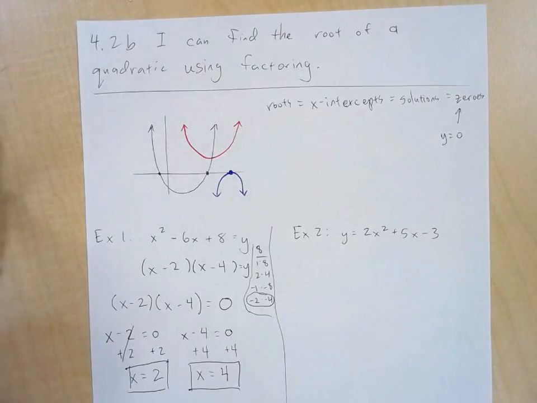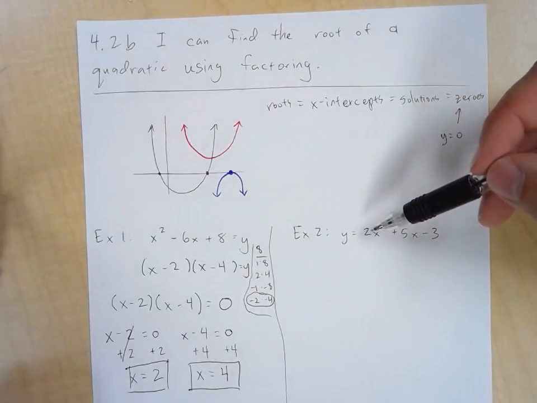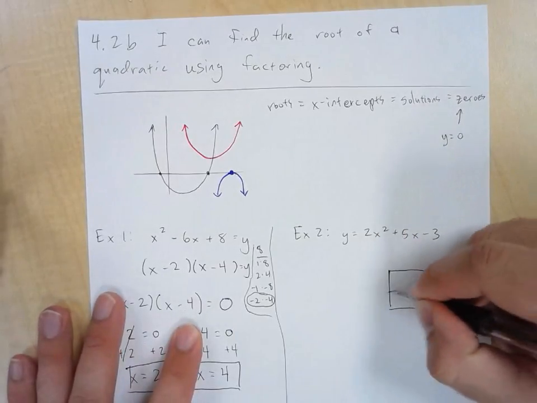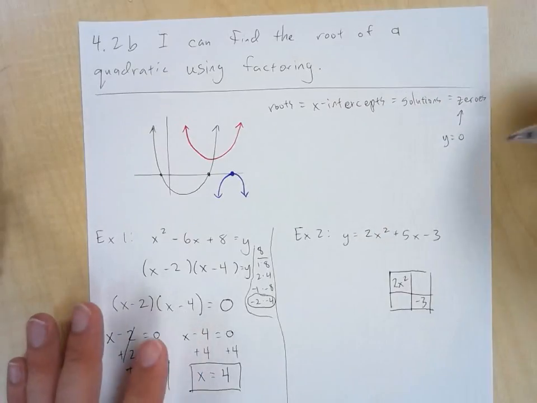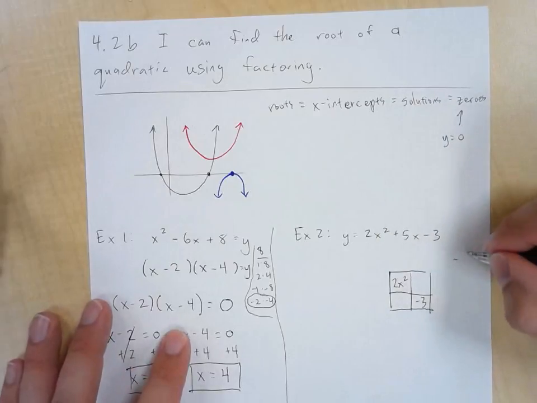Okay, example 2. Looks like this one is a little bit harder factoring. We've got a coefficient in the front that is not 1. So I'm going to use a box method on this. We've talked about this before. So box method, first one in the first, last one in the last. And when I have a number out in the front, I multiply first by last to get negative 6.